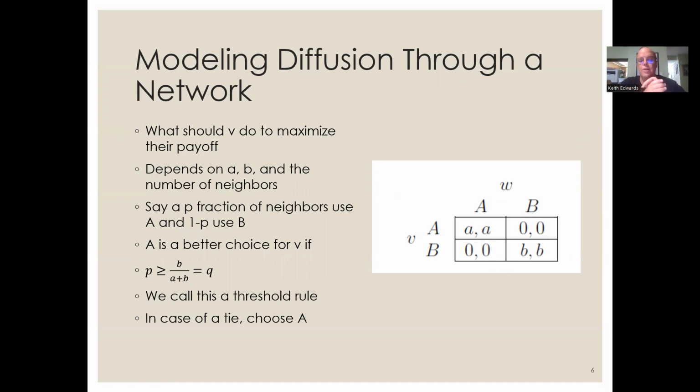So say a fraction of neighbors use A, and that'll be P as a fraction, and 1 minus P will use B. A is the better choice for me if P is greater than or equal to B divided by A plus B, and we can rename that value Q, and that's a threshold. And in case of a tie, we'll say that we choose A.